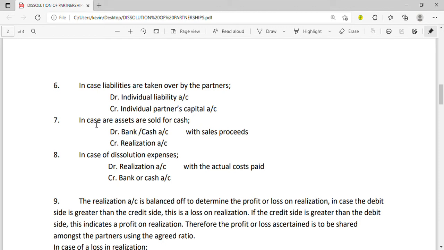Then in case assets are sold for cash, we are receiving money either by check or real cash. So we debit bank or cash account because they are increasing. Then we credit the realization account.